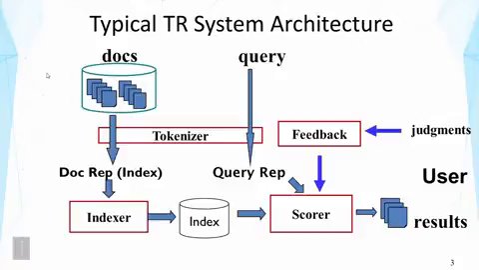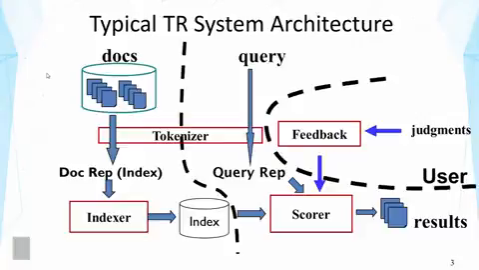So these interaction signals can be used by the system to improve the ranking accuracy by assuming the viewed documents are better than the skipped ones. So a search engine system then can be divided into three parts. The first part is the indexer, and the second part is a scorer that responds to the user's query, and the third part is a feedback mechanism.